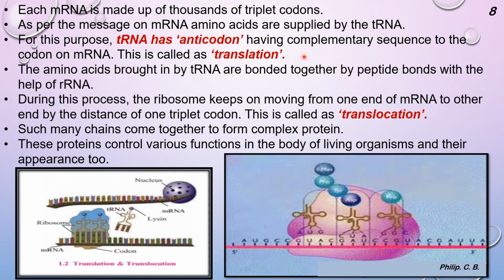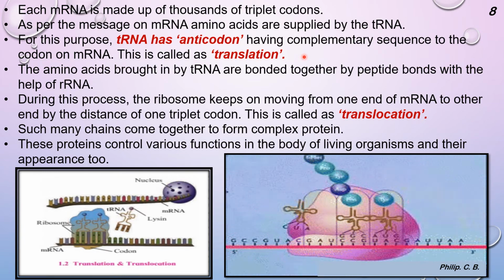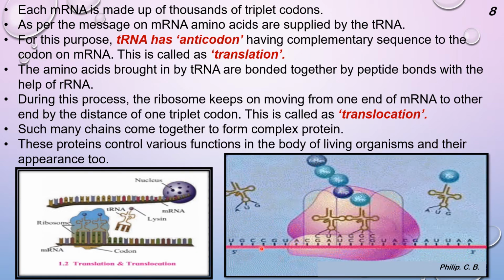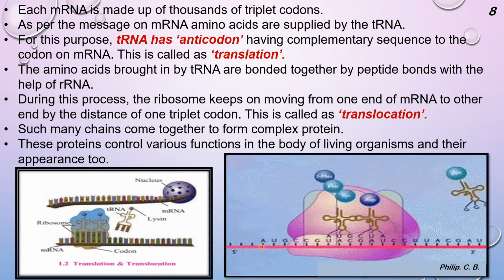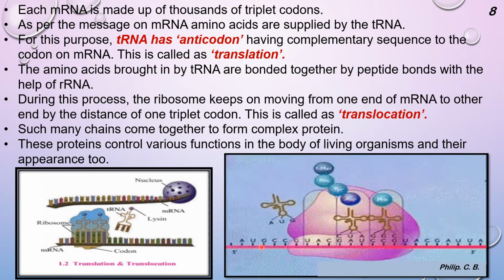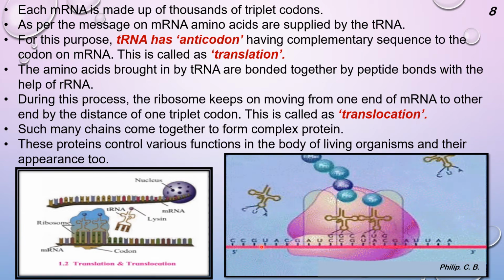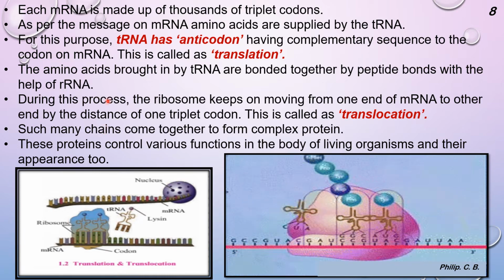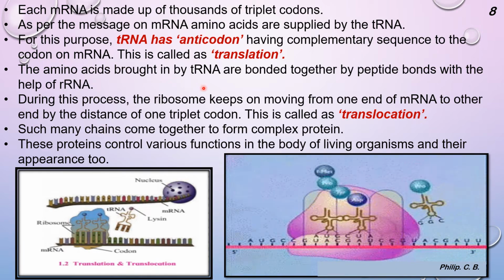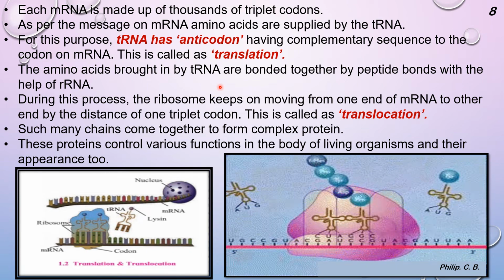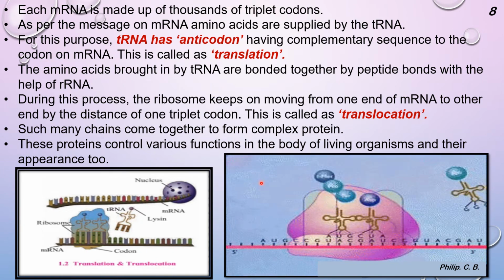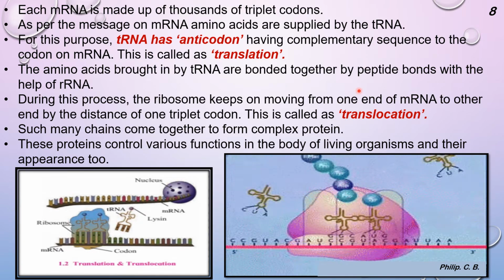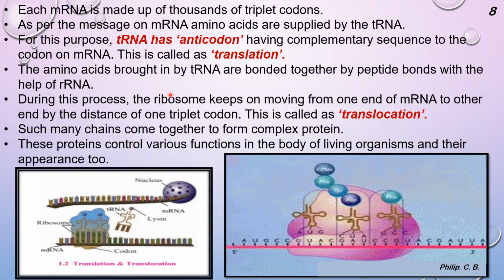Now students, again coming to the first slide, that is transcription, then translation. So here you can see the single strand having the mRNA. Similarly, there is an opposite strand which forms the anticodons, forming the complementary sequence. The amino acids brought in by tRNA, as we saw in the previous slide, and here you can see the animation slide for your better understanding, are bonded together by peptide bonds with the help of rRNA.